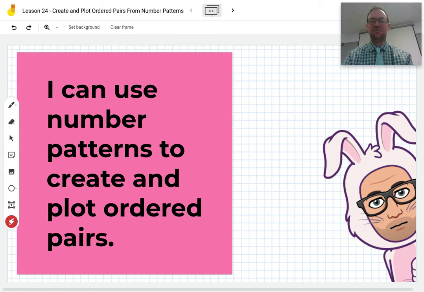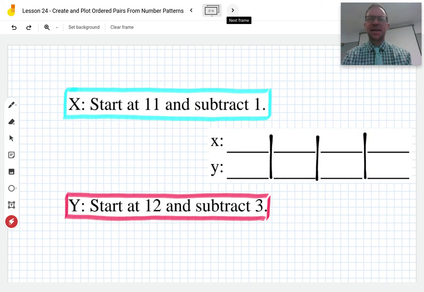Welcome to today's lesson. Our learning target today is, I can use number patterns to create and plot ordered pairs. So let's take everything we learned last week about plotting ordered pairs and now extend our understanding to creating these ordered pairs from number patterns. And our number patterns are going to start with rules.